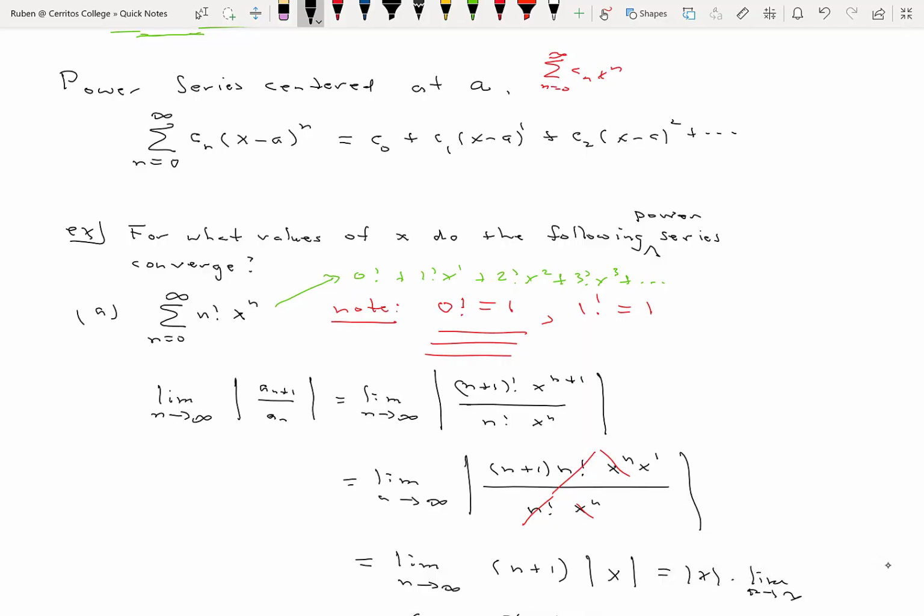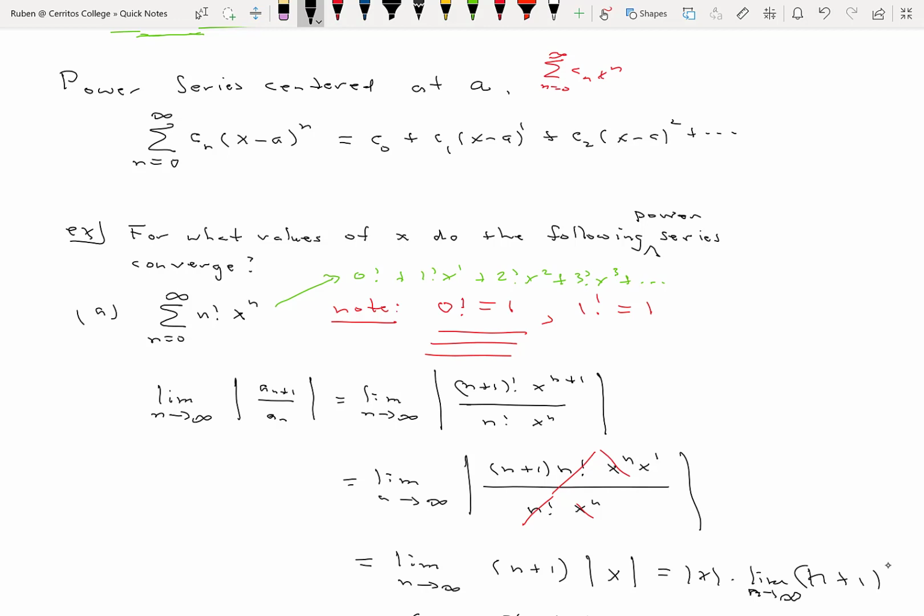of n plus 1. Sorry about the phone there, folks. Oh, yeah, sorry about my writing too. Let me clean that up a little bit. This looks terrible. So we're looking at the absolute value of x times the limit as n approaches infinity of n plus 1.